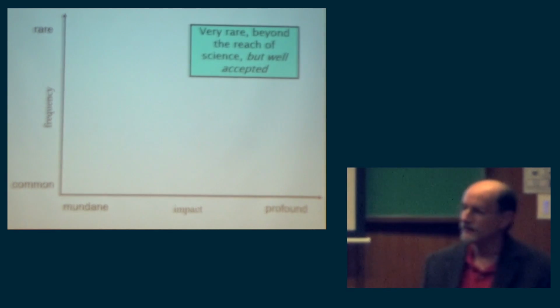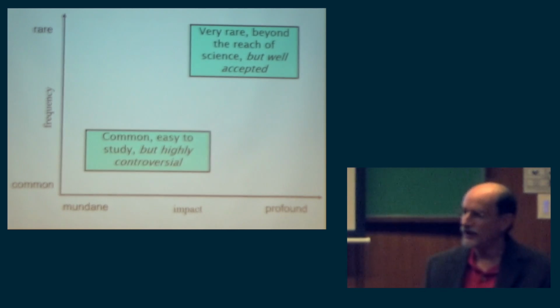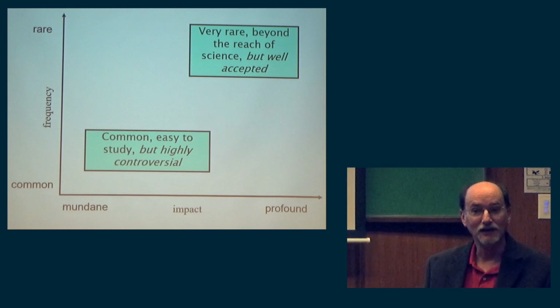The other thing is that on the upper right of this, where we have the saints and the geniuses, these people are very rare, and it's beyond the reach of science. Actually, nobody understands why geniuses are able to do what they do. But it's very well accepted because those are the people who shape civilization as we know it today. So the other side of the scale, very common effects, easy to study, but highly controversial within science. There's a bit of a paradox built in there right away.